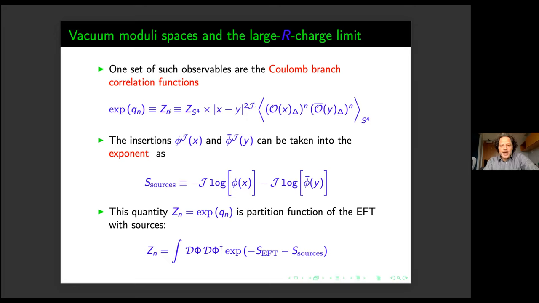So this quantity Z_n, I'm going to define with an extra factor of the vacuum partition function thrown in, so that these Z_n = e^{Q_n} can be thought of as partition functions with sources. And the sources are just the negatives of the logarithms of the operator insertions. When operator insertions are very large, or very high dimension, or very many powers of a repeated thing, it's more efficient to just absorb them as localized terms in an effective action. So this quantity Z_n can be thought of as a partition function of the EFT with sources.